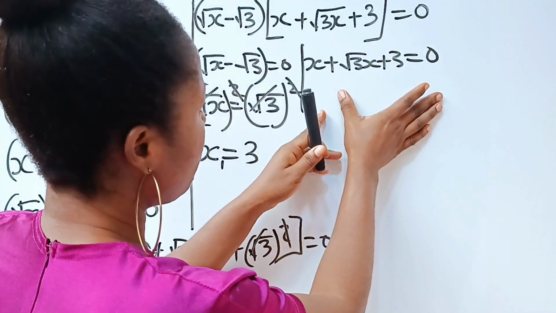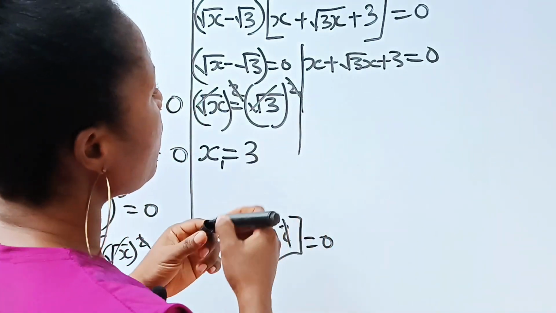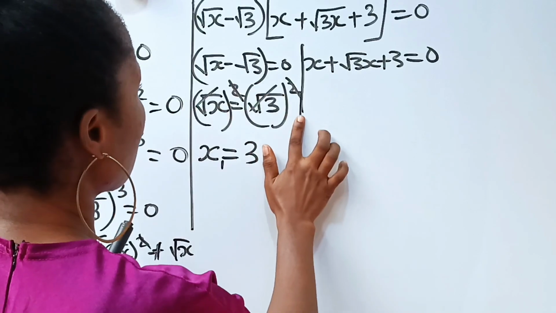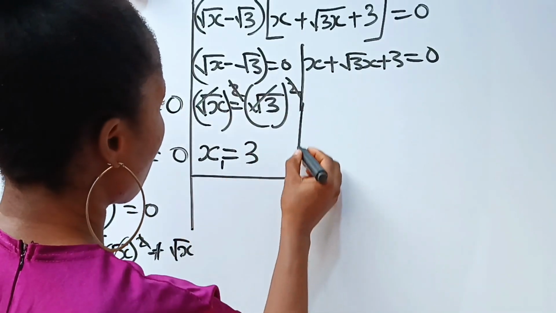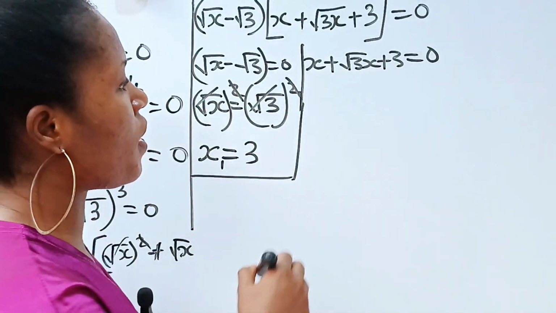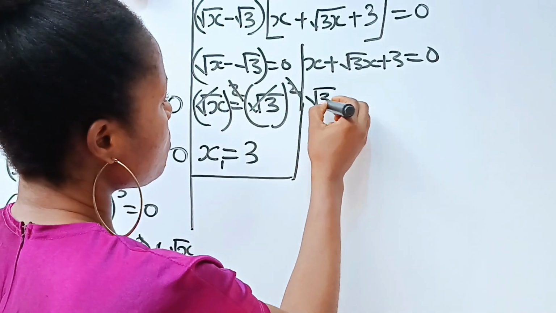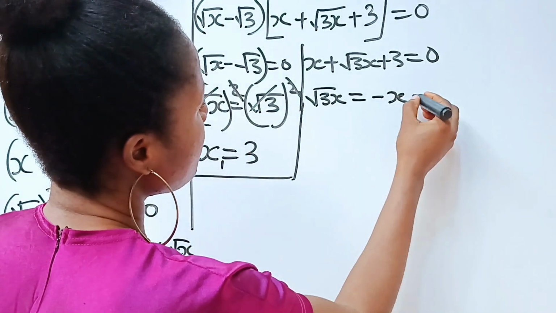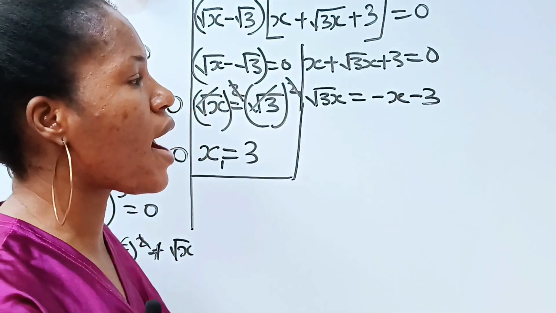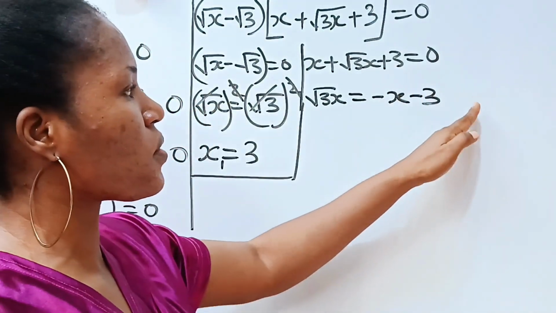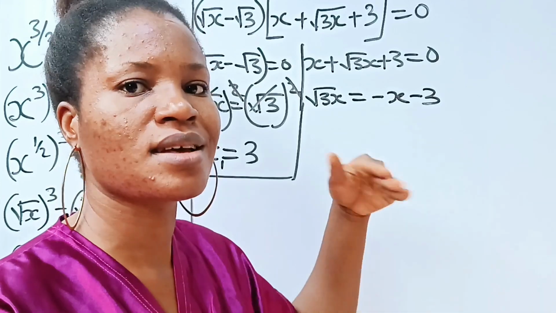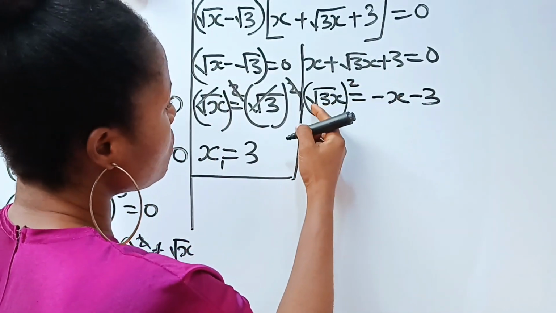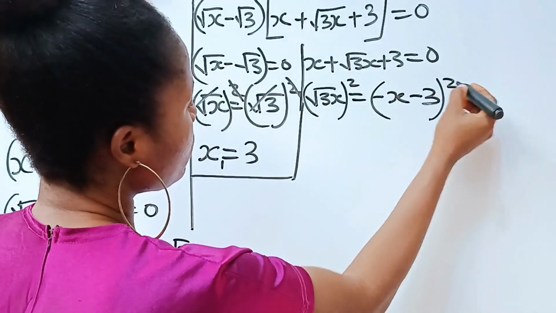Now for this second value, we can write, permit me to clean this. Okay, for the second value we can write that root 3x is equal to minus x minus 3. All right, because 0 minus x minus 3 is still minus x minus 3. Okay, now let's square both sides because I want to remove this square root. Let's square both sides.